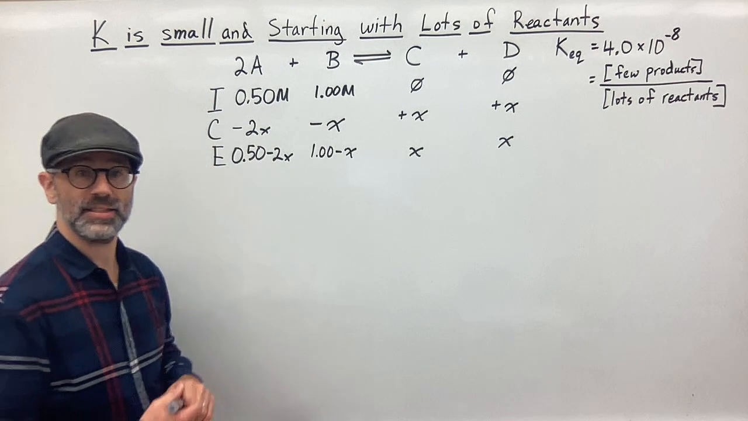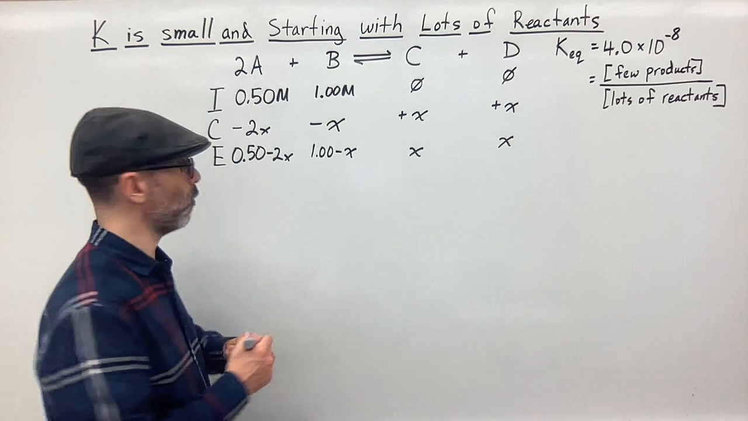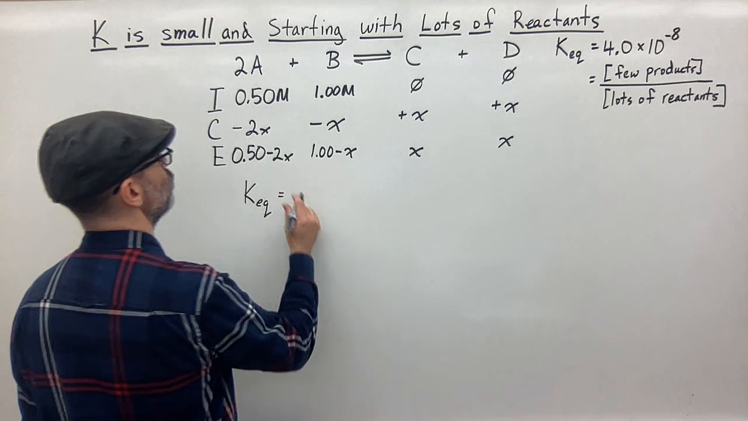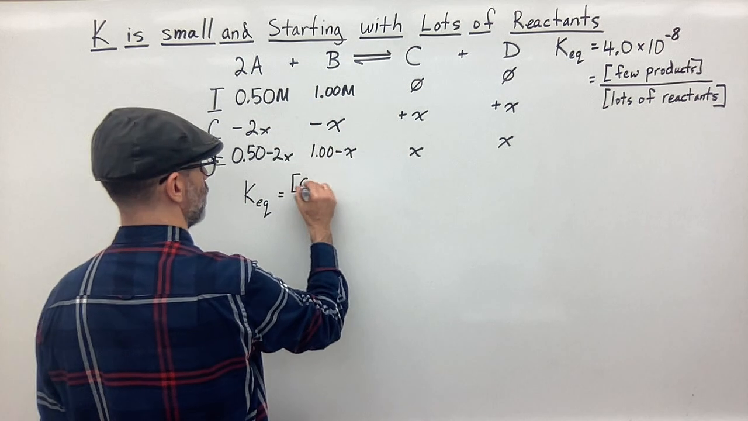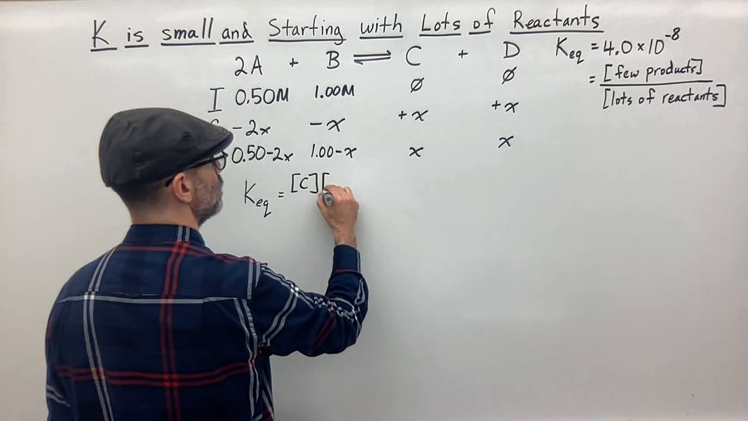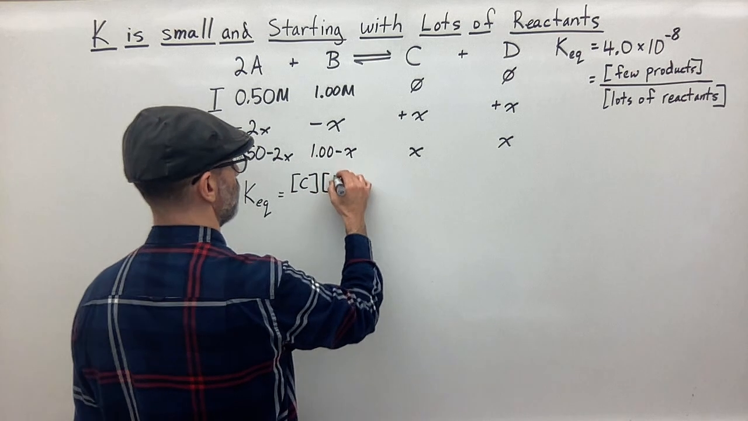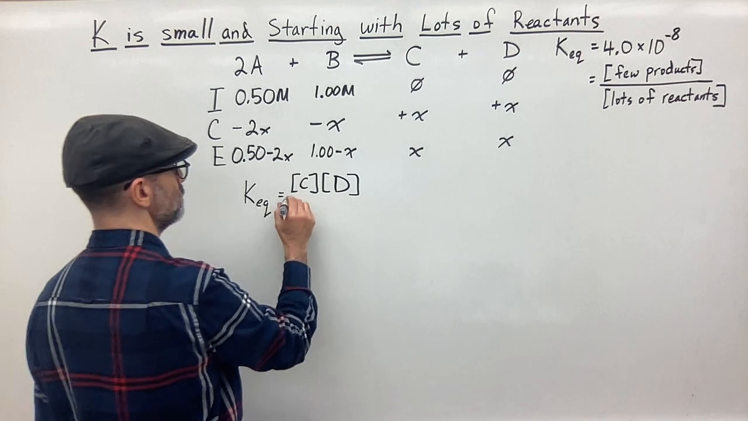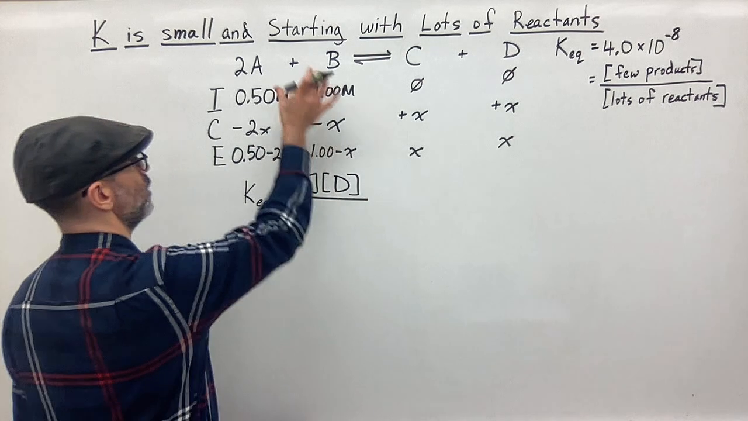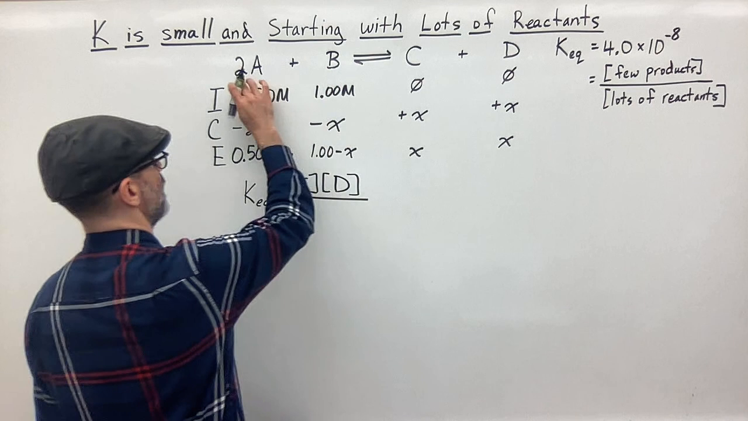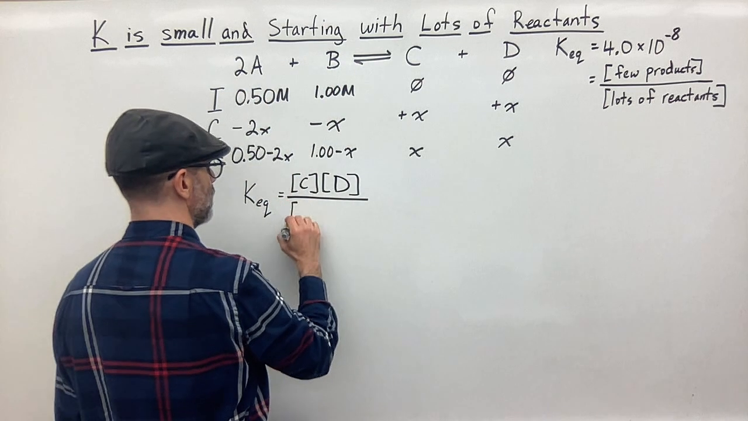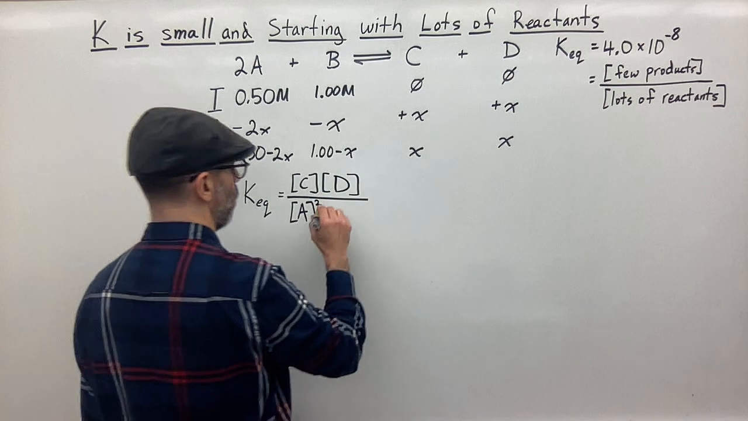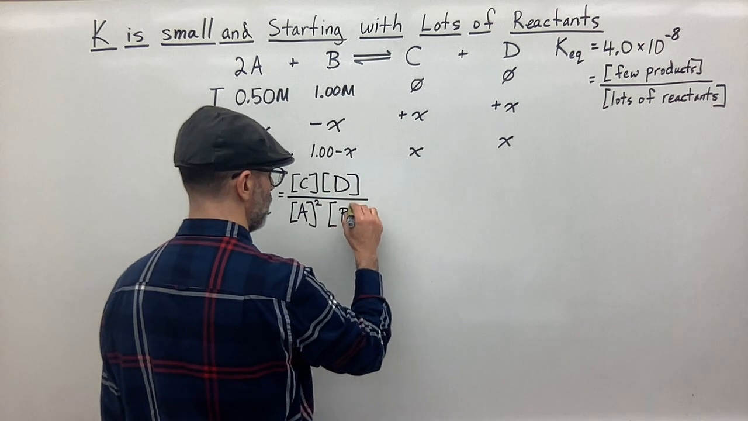So now I can set up my K expression for this reaction. So KEQ is equal to the concentration of the products. So the concentration of C multiplied by the concentration of D raised to the 1 power. We don't write the ones. And then I have my reactants on the bottom. So since I have this 2 here, that means the concentration of A is going to be squared, raised to the 2 power, multiplied by the concentration of B.